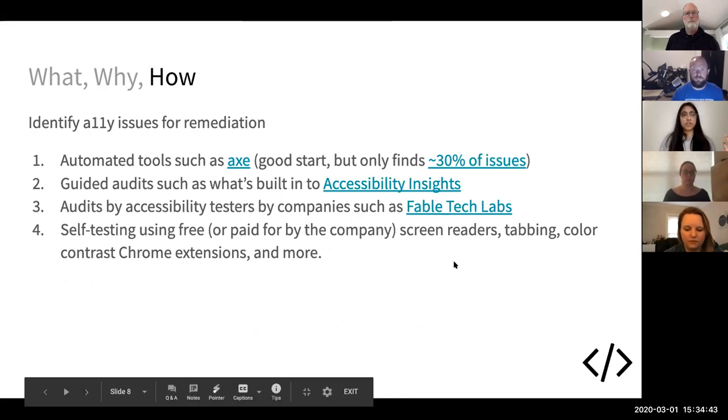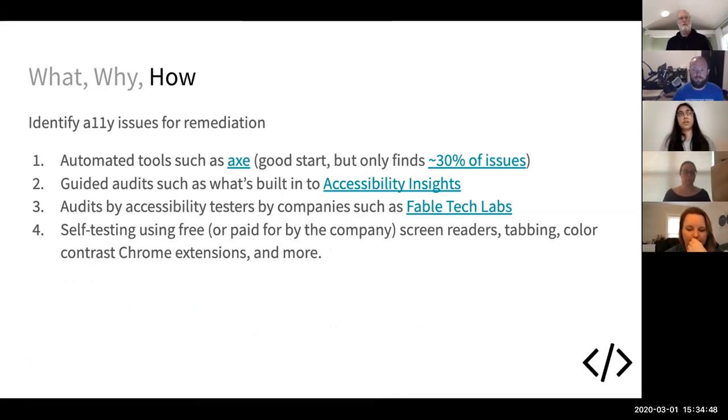All right, so how do we figure out what accessibility problems there are? There are automated tools such as Axe. Like I said, it doesn't really find everything.